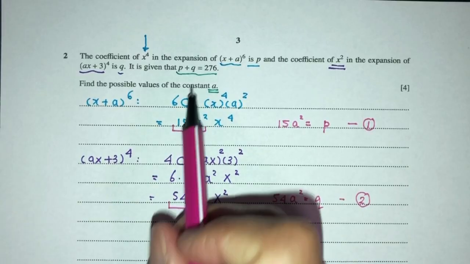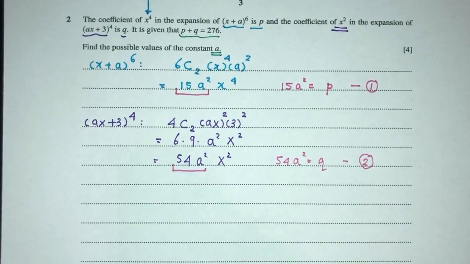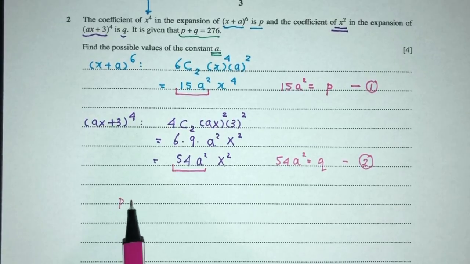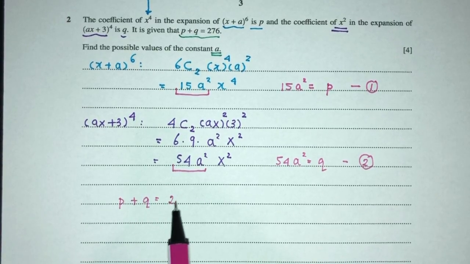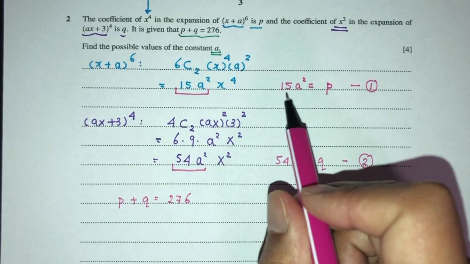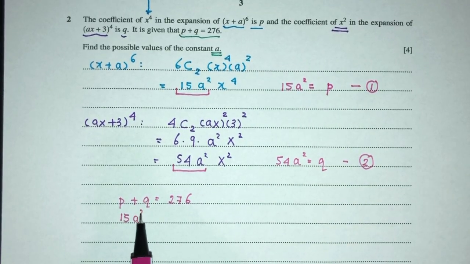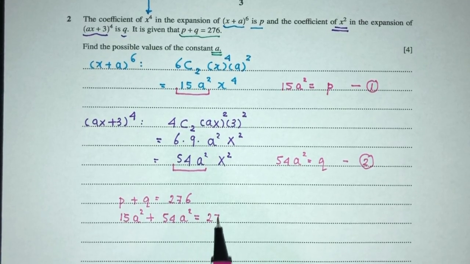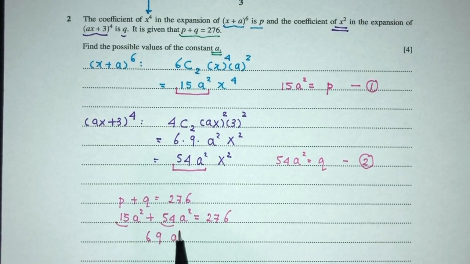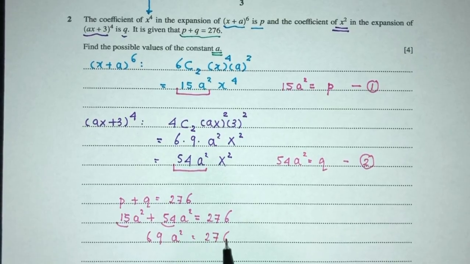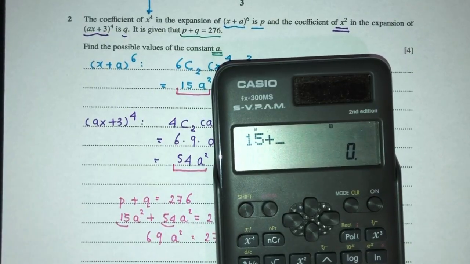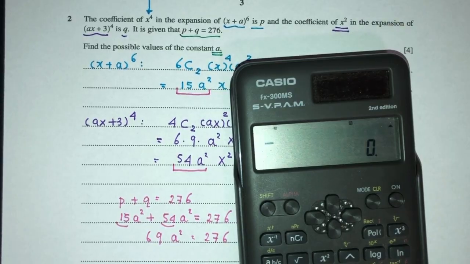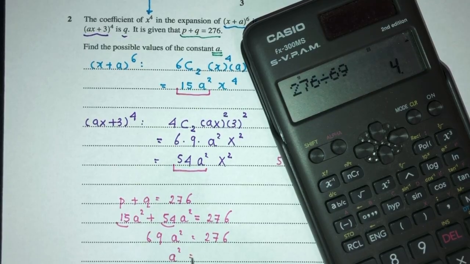And finally, we also have this to use to find the value of a. So pretty easy, p plus q. So p plus q is supposed to be 276 according to your question. So replace, that should be 15a² plus 54a², that should become 276. 15 plus this, that should be 69. Let's check. Always check, because why not? 15 plus 54, that should be 69. Indeed. 276 divided by 69, that should be 4. So a² is a value of 4.